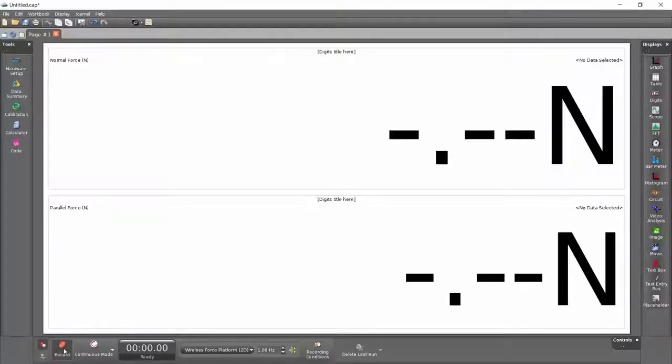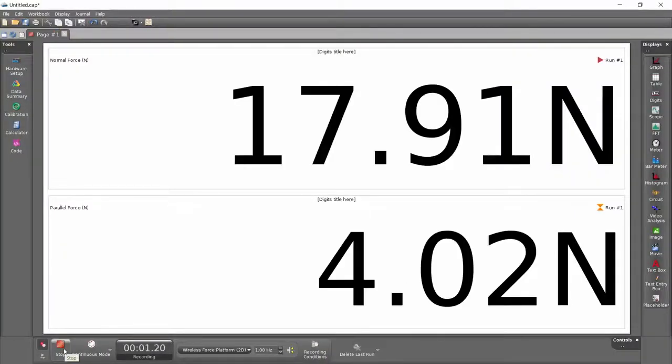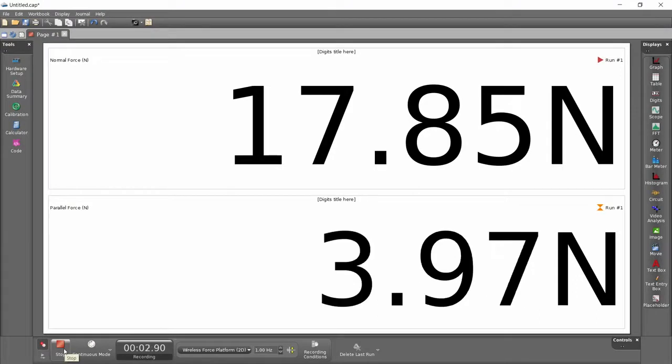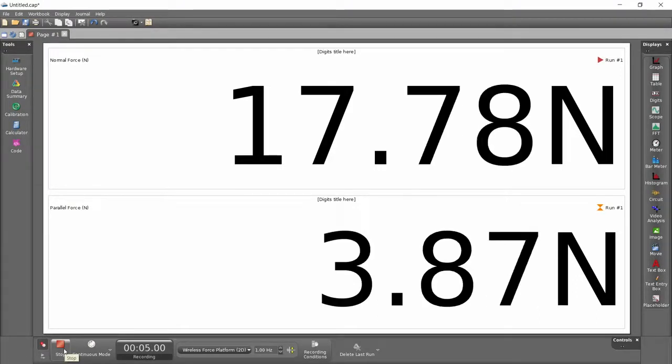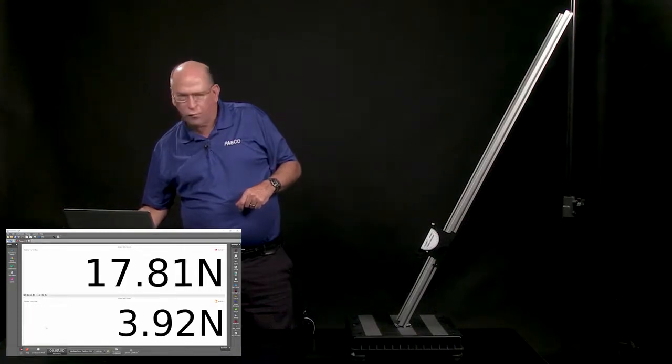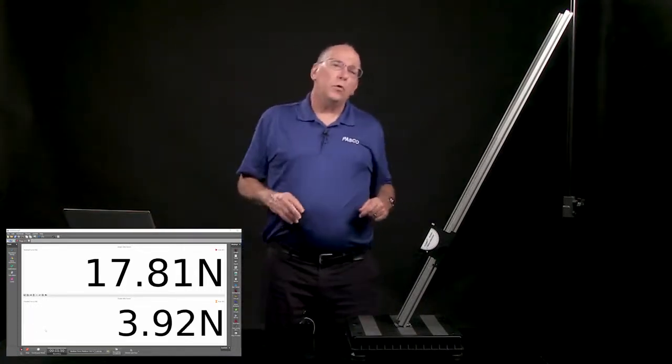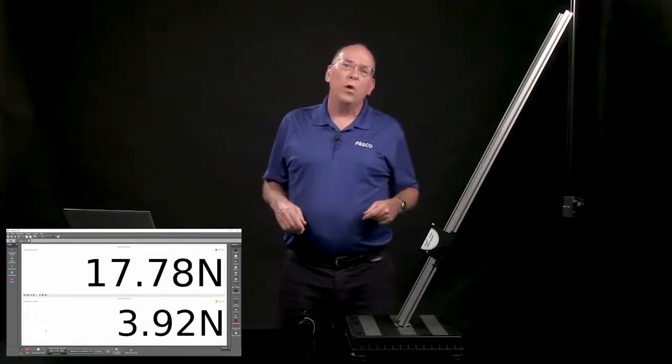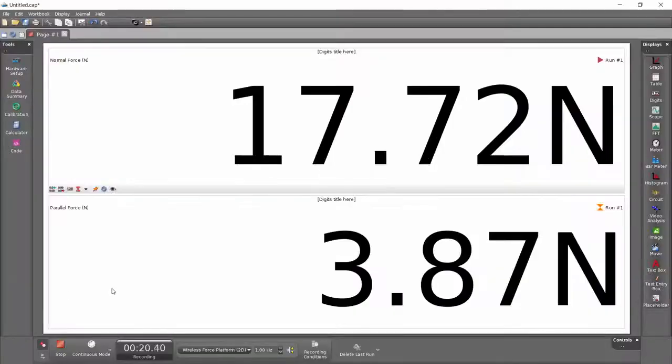So let's see, I have a digit display here. The normal force is on top and the parallel or static friction force is on the bottom. So 17.7 and almost 4 there. Students can then predict what will happen to these two forces for different lean angles and immediately see the results.